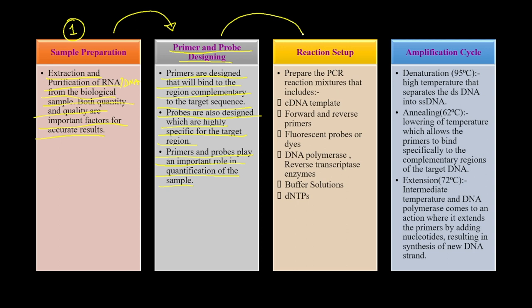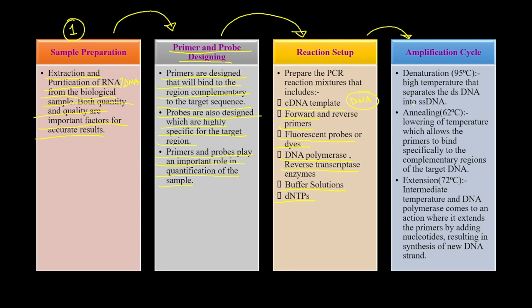So, once you are done with this, you are going to set up the reactions and you are going to prepare the PCR reactions that will contain the cDNA template. In some cases, if you are isolating the DNA, then you are going to have the DNA. Then you are going to put the forward and the reverse primers. You are going to put the fluorescent probes or the dye. Then you are going to put the DNA polymerase, reverse transcriptase, buffer solutions and dNTPs. And then you are going to set up the amplification cycles.